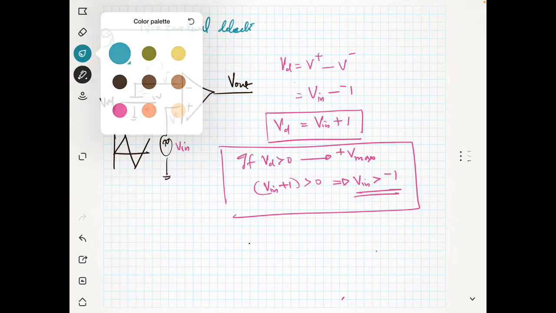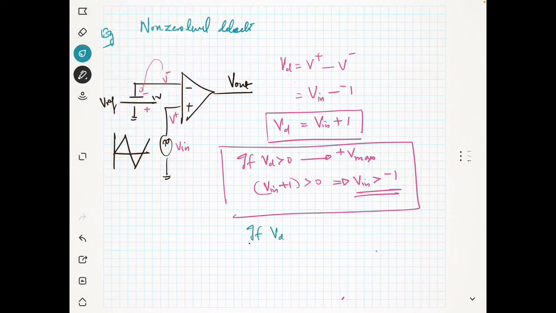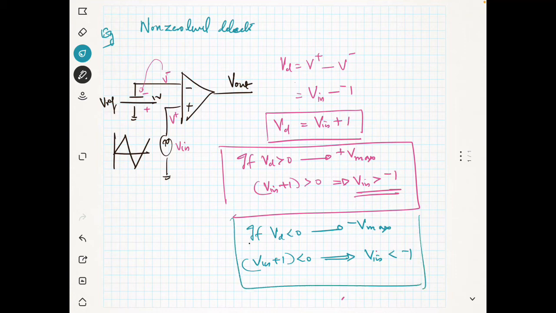And another one, if Vd is less than 0, what is the meaning of this? If Vd is less than 0, the output will be minus Vmax, that I told you. That means V in plus 1 is less than 0, which implies V in is less than minus 1. So if V in is less than minus 1, you will get minus Vmax.